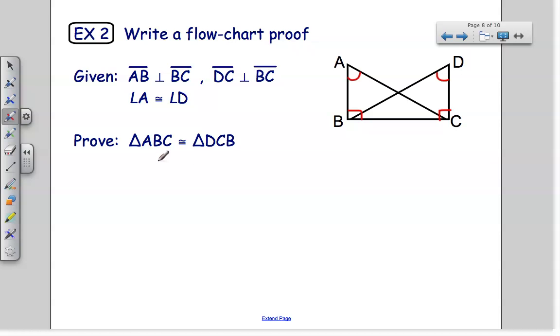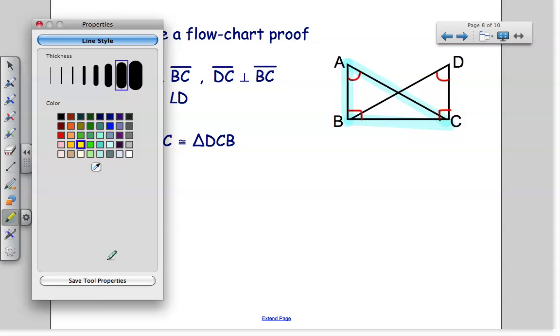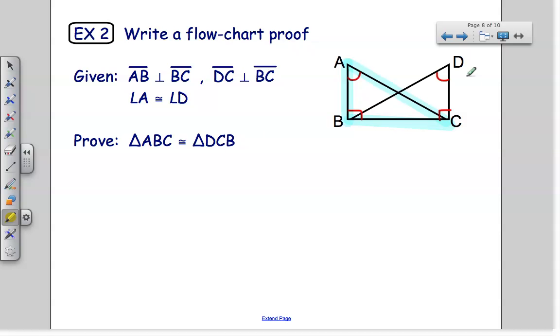Alright, I'm trying to prove that triangle ABC, which is here, so maybe I'll highlight that. It looks like we're going to have some overlap. ABC, this would be that triangle there. Trying to show that that is congruent to triangle DCB. D to C to B. Okay, hopefully you just noticed that they shared a side. We'll get to that in a little bit.